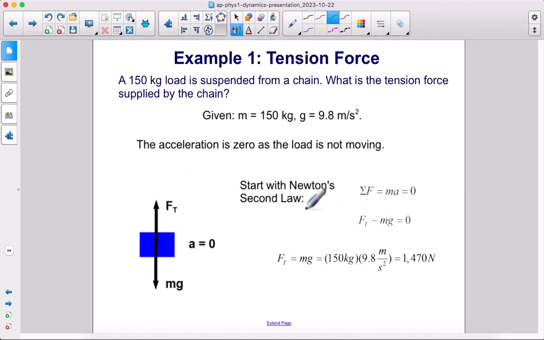Tension up is positive, minus mg down, which is negative, equals 0. Therefore, the tension equals the weight of the load. So 150 kilograms times little g gives us 1,470 newtons.